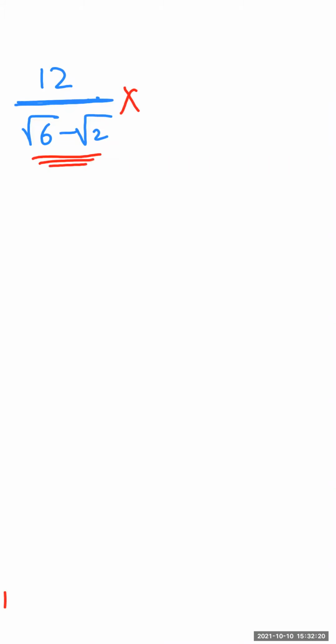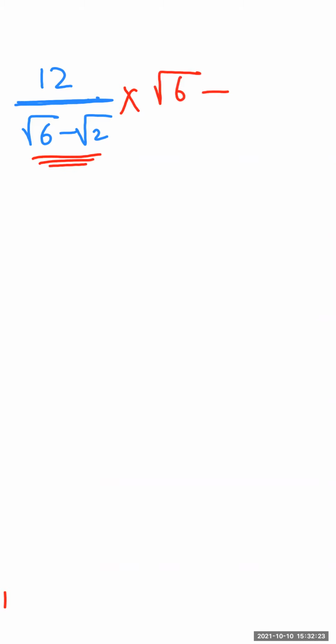One more question. Simplify the following number, or write the following number such that the denominator is a rational number. So 12 over square root of 6 minus square root of 2. As we said, guys, if I want to change the denominator or to simplify this number, simply multiply the number by the denominator conjugate.